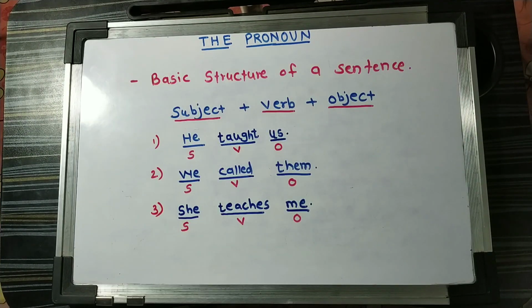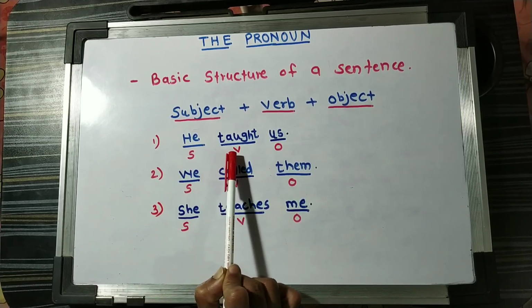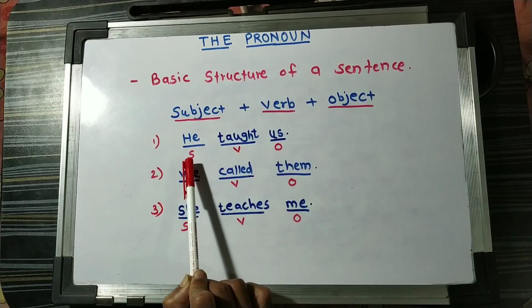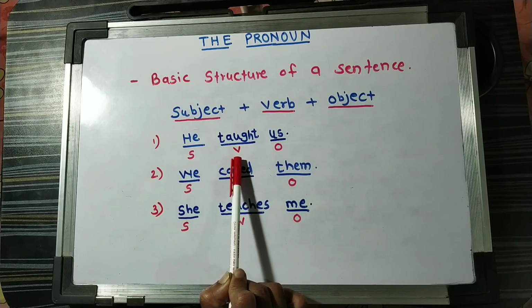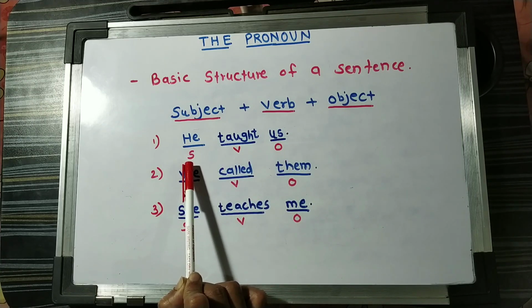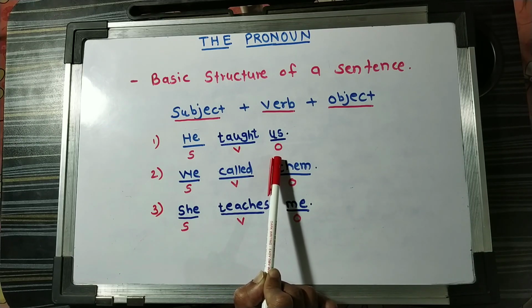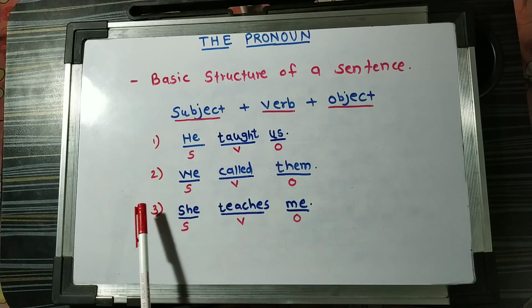In order to understand this concept of pronoun well, we should have basic knowledge of structure of a sentence. Here I have taken 3 examples in which I have spotted subject, verb and object. Let's see. In the first example, he taught us. He is a subject, taught is a verb, and us is an object. At the place of subject, we are making use of pronoun, and also at the place of object, we are making use of pronoun. Let's see the next sentence.